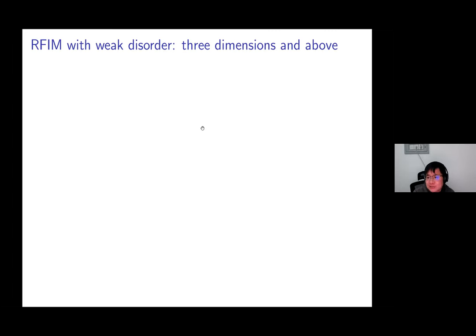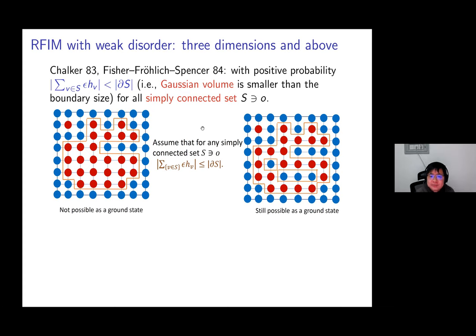Now let's move to three dimensions. In three dimensions and above, the prediction is that at low temperature, small epsilon, there should still be long range order. The first evidence is from Chalker, Fisher, Fröhlich, and Spencer. They show that with positive probability, if we look at all the simply connected sets that contain the origin, the Gaussian volume is dominated by the size of the boundary.